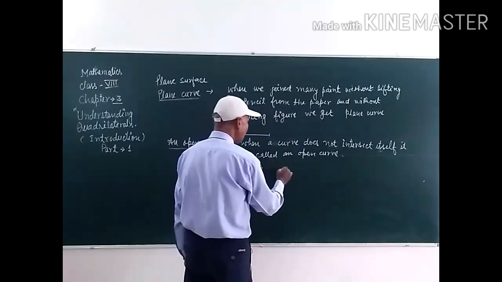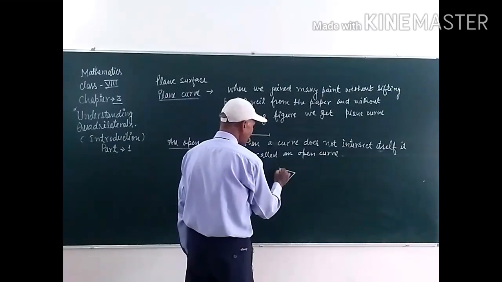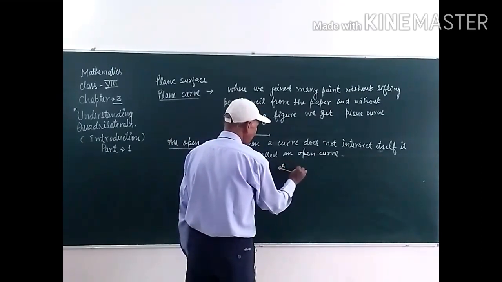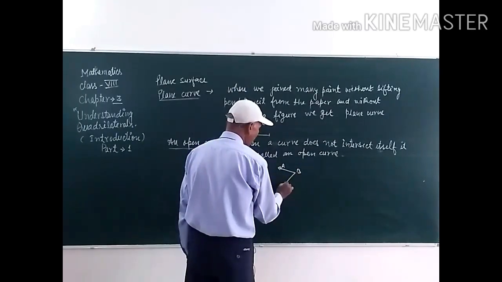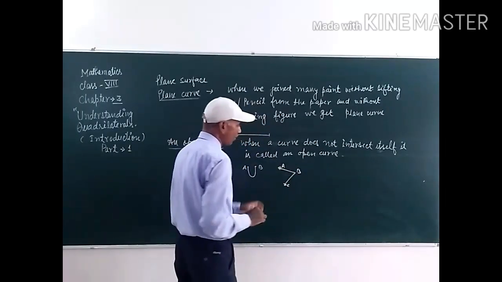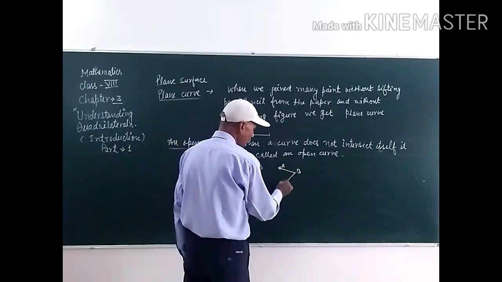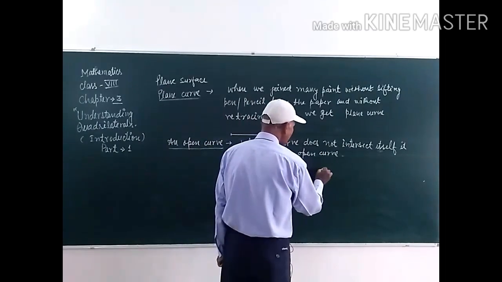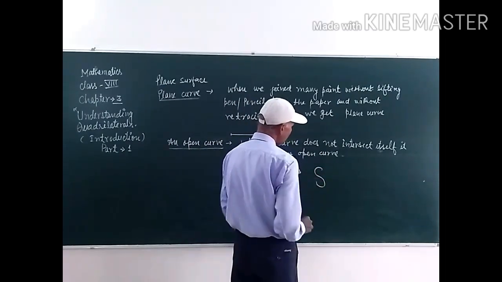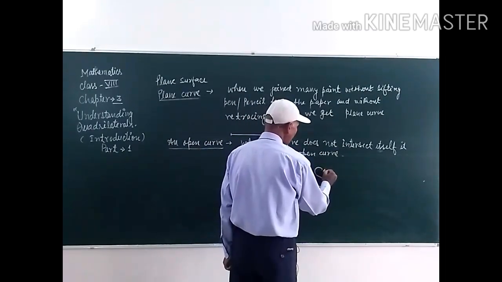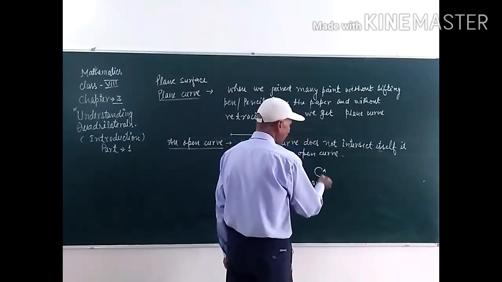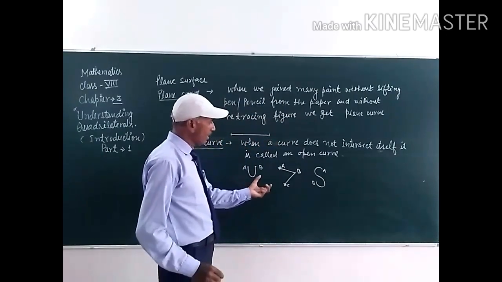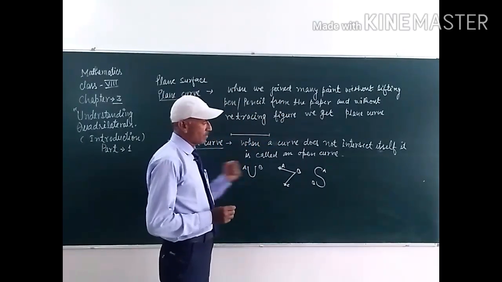Or this figure, students, this one is again an open curve. This one, A, B and this point C. These are the points from A to B and B to C. It does not intersect, and this is also an open curve. This A and this point B. From A to B, it does not intersect. So these are the open curves, students.